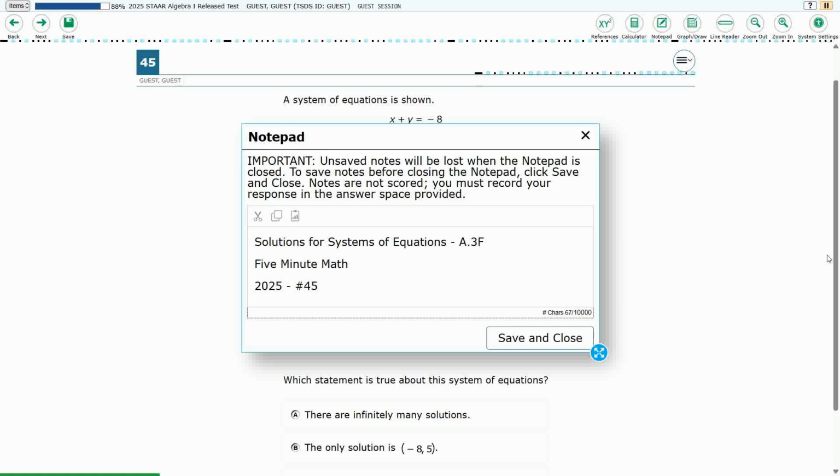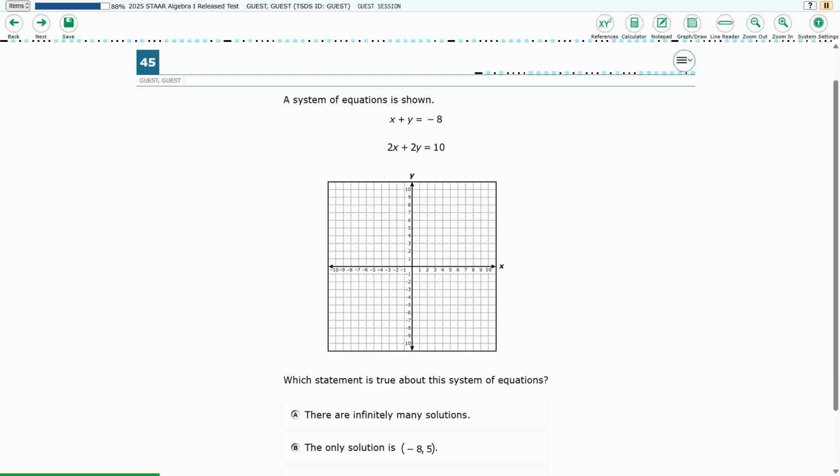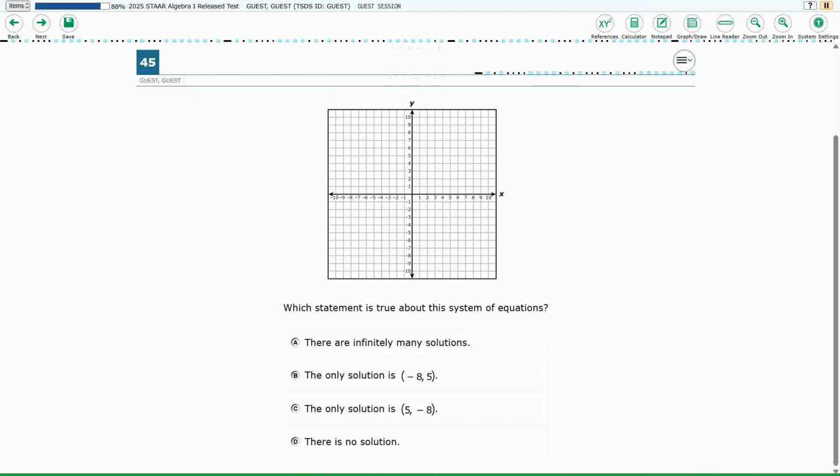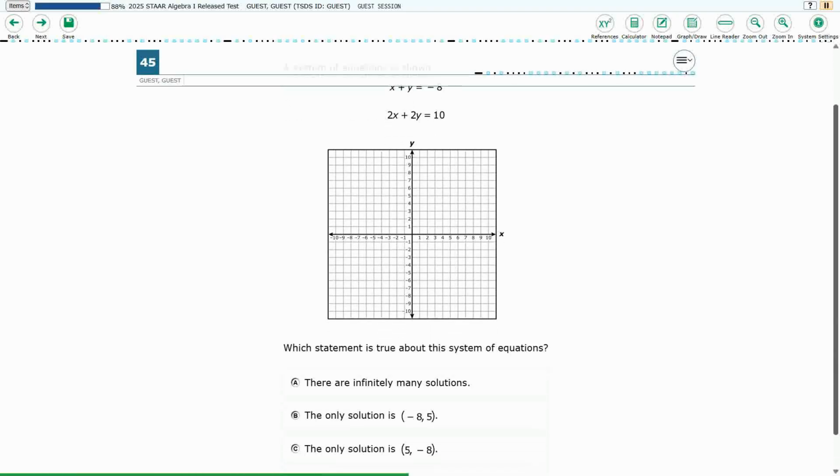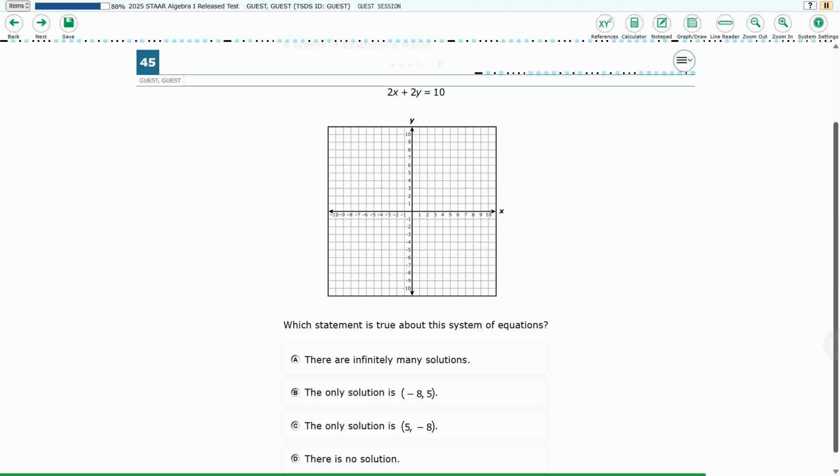Today we are looking at the Algebra 1 concept of solutions for systems of equations. It's the standard A.3F in the great state of Texas, and we are using item number 45 on the 2025 released STAAR test. If you haven't done so already, please go ahead and take a moment to pause the video, work this problem out on your own, unpause it, and we will look at our answers together.